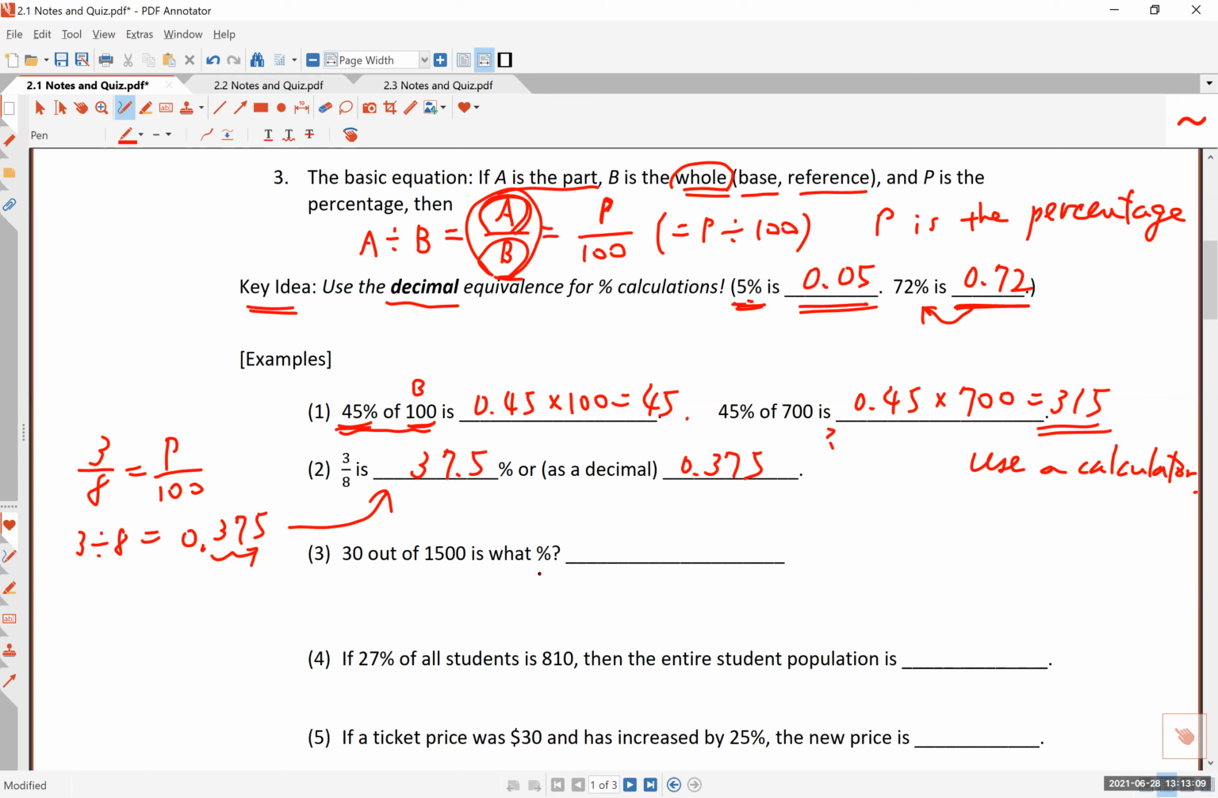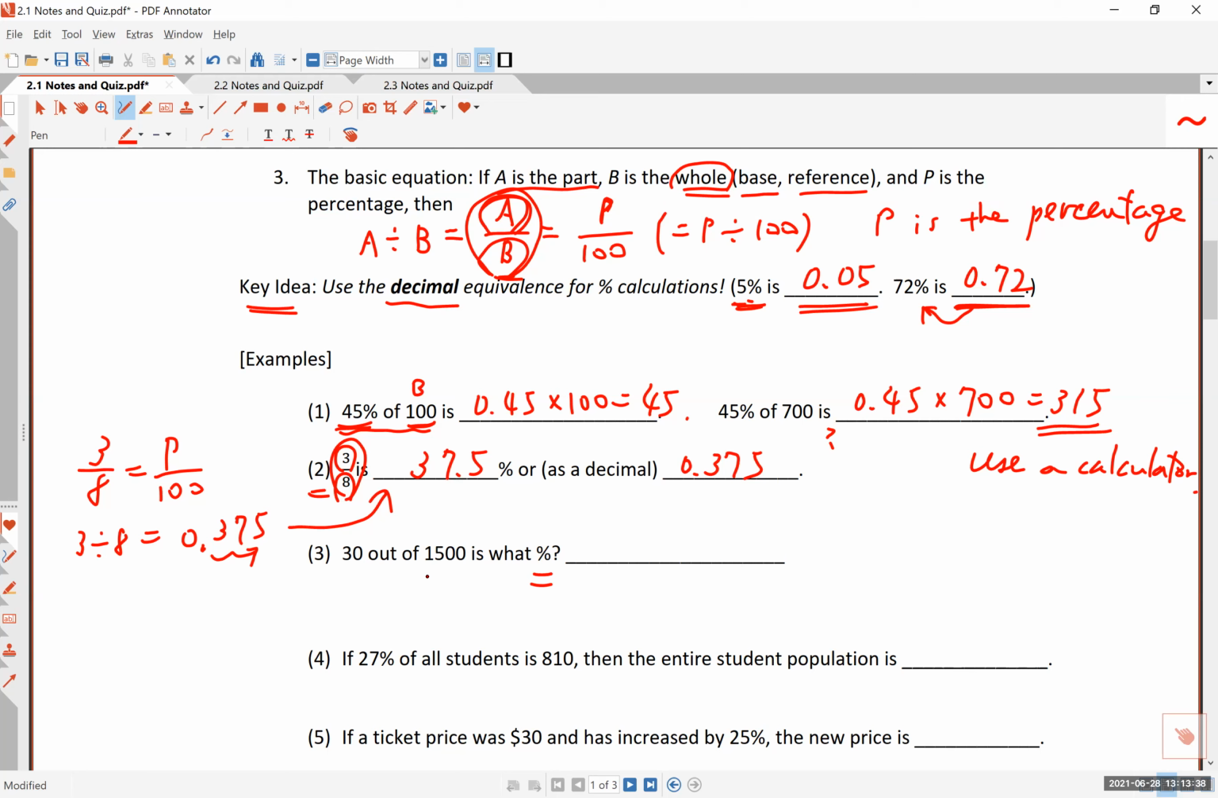Sometimes you are asked to find the percentage, just like this one. For number 2, a word question may be, if 3 people out of 8 made a payment, what percent of the people made the payment? If it's 3 out of 8, then that's 37.5%. Simple, right? 3 is the part, 8 is the whole, or the reference, as I said before.